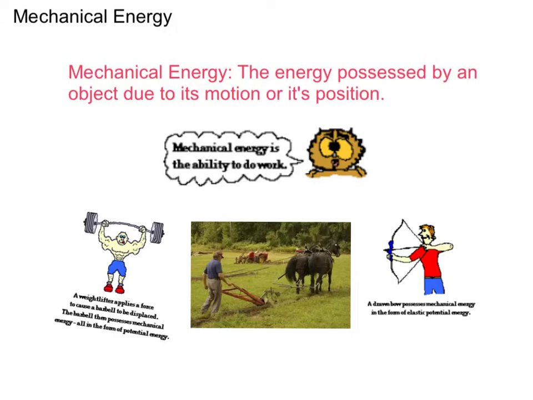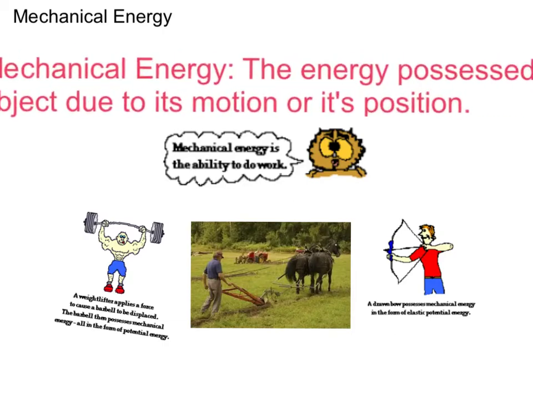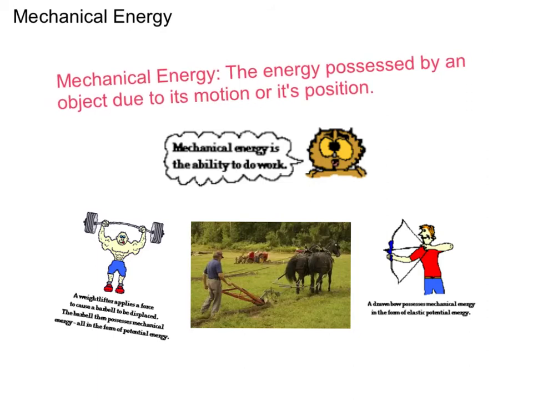In the process of doing work, the object that is doing the work exchanges energy with the object upon which the work is done. When the work is done upon the object, that object gains energy. The energy acquired by the objects upon which work is done is known as mechanical energy. Mechanical energy is the energy that is possessed by an object due to its motion or due to its position.